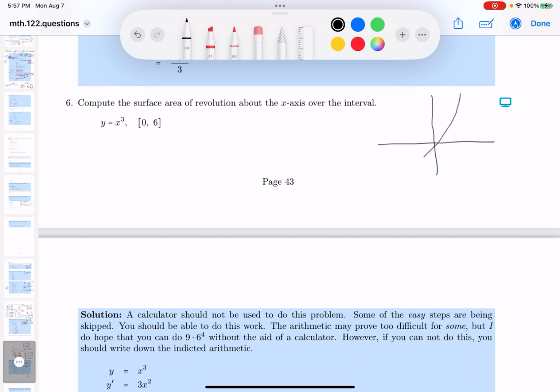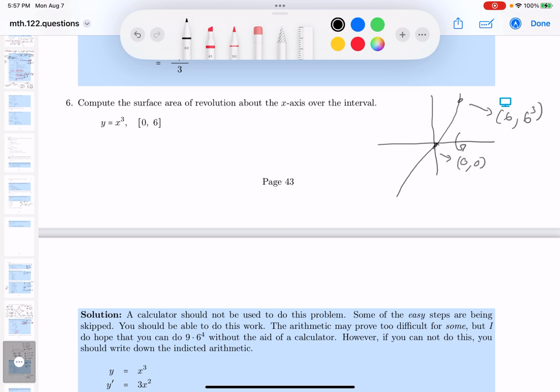Let's say it's the best job in the world, but a cubic function looks like this over here. We're going from 0 to 6. I'm not saying this is the scale, by the way, but this is the point 0, 0. This is the point over here, 6 comma, that would be 6 cubed. Right? It's definitely not drawn to scale. What are we doing? We're revolving this about the x-axis, something like this over here.